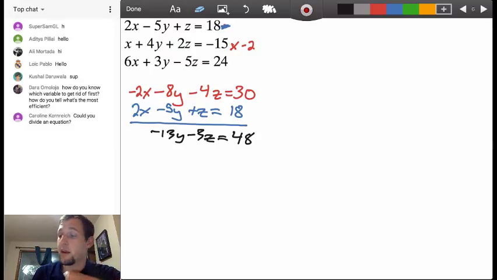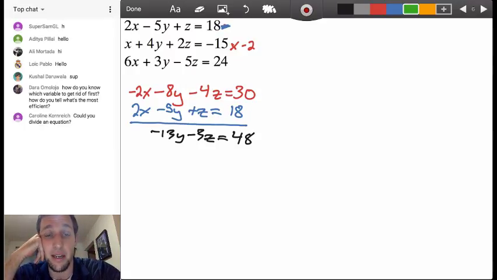The problem is now we've got to do that again. We've got to eliminate another variable. So I'm going to try to eliminate x's again, but I need to pick a different combo. I'm going to go with the first one and the third one because I know 2 goes nicely into 6.